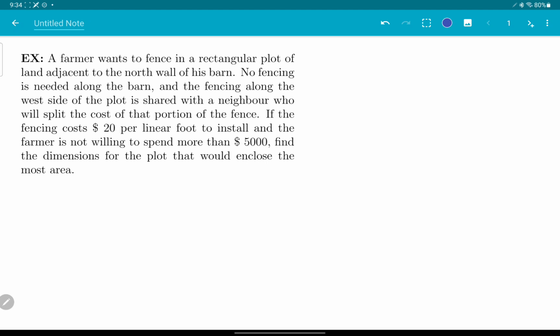All right. We have a farmer who has a barn. And on that barn, there is a wall. So let's do the barn. Here's the barn, a straight line. And then I have a rectangular plot.